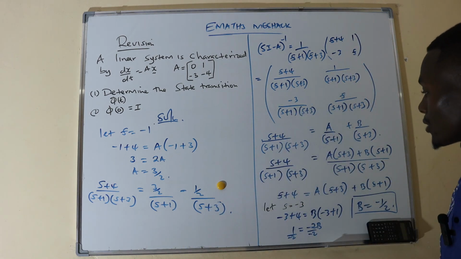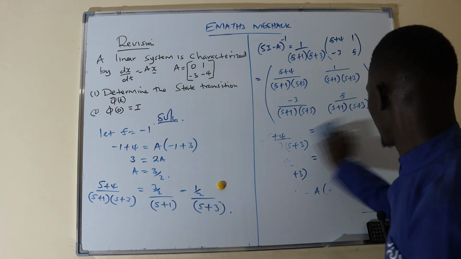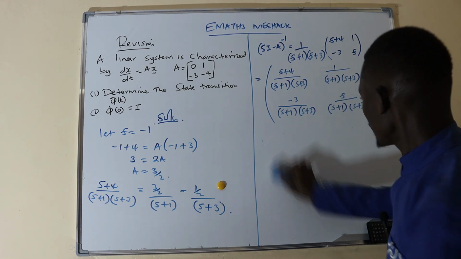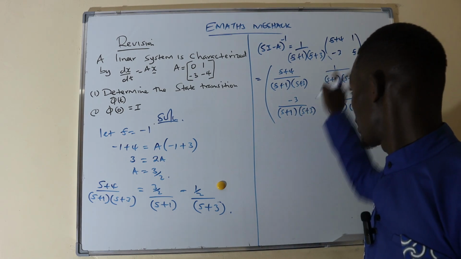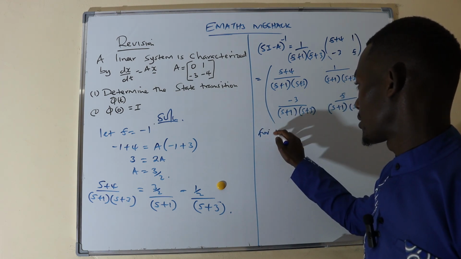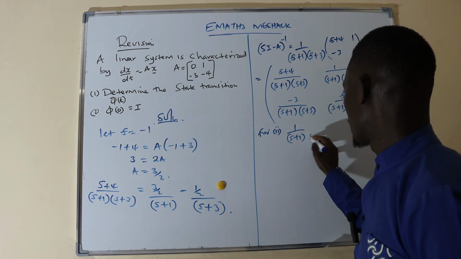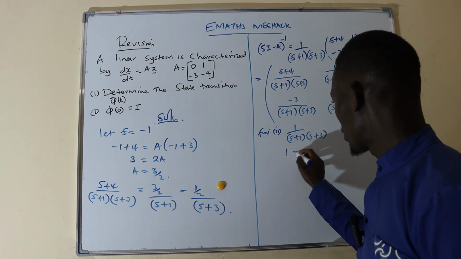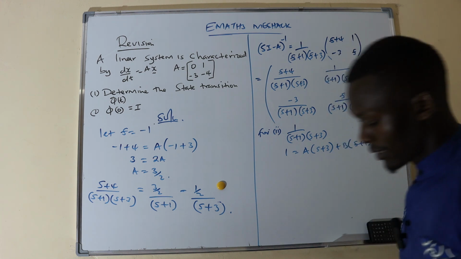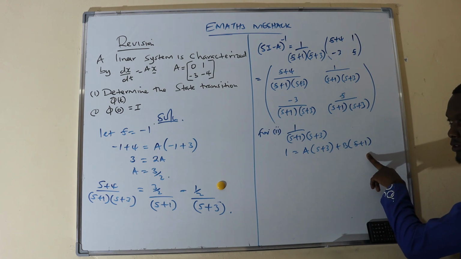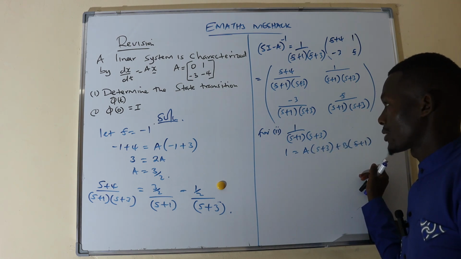So I'll rub, then we solve for the second and the third, and so on and so forth. So we come to the second. The second is 1 over S plus 1, S plus 3. Then this shall just be 1 equals A(S plus 3) plus B(S plus 1). So I'm saying the values on this side do not change, so you don't need to repeat it again and again, all right, because the value is the same.